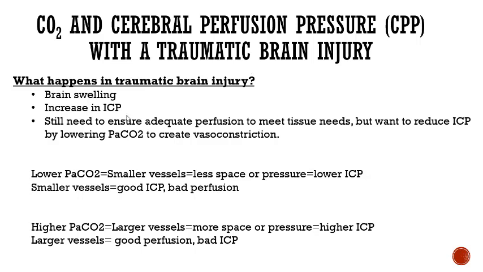So how does this go? Just in a nutshell, if you have a lower arterial CO2, it means you're going to have smaller vessels. You're going to vasoconstrict those vessels in the brain, which means they're going to take up less space, which means they're going to have a lower pressure, lower ICP. So smaller vessels, good for ICP, bad for perfusion. So if you have a higher PaCO2, you're going to have larger vessels, because again, CO2 is that vasodilator that's going to take up more space or more pressure. You're going to have a higher ICP. Larger vessels equal good perfusion, bad for your ICP.